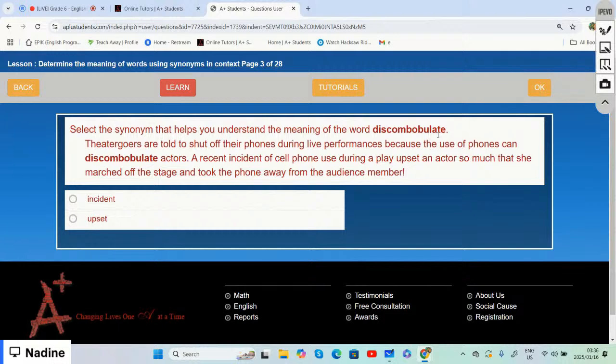A recent incident of cell phone use during a play upset an actor so much that she marched off the stage and took the phone away from the audience members. What does discombobulate mean? Is it incident or is it upset?